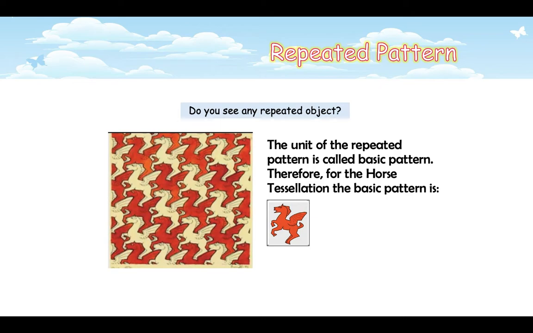What kind of figure will enable you to do tessellation? You will be surprised that the horse itself firstly comes from a basic square like this. And after that, we cut a part of the square and we move it to the upper side. And then we cut another part and move it to the lower side.